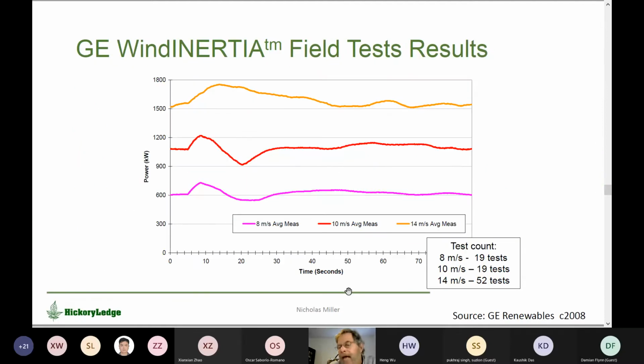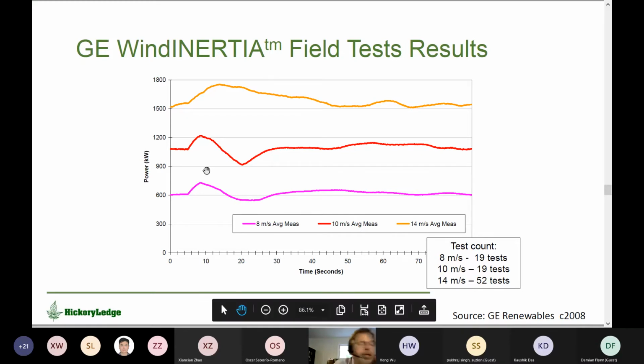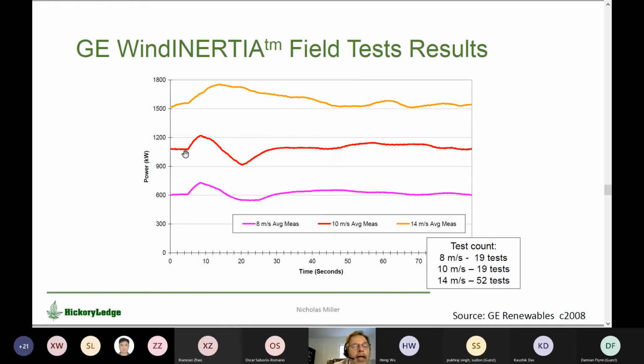So these are not actual grid frequency events, but these are running wind turbines that are having a frequency signal put into the control junction and told to respond. And there's a couple things you want to see out of this. So let's just look at the red trace. The red trace is the turbines running at about 70% of rated.